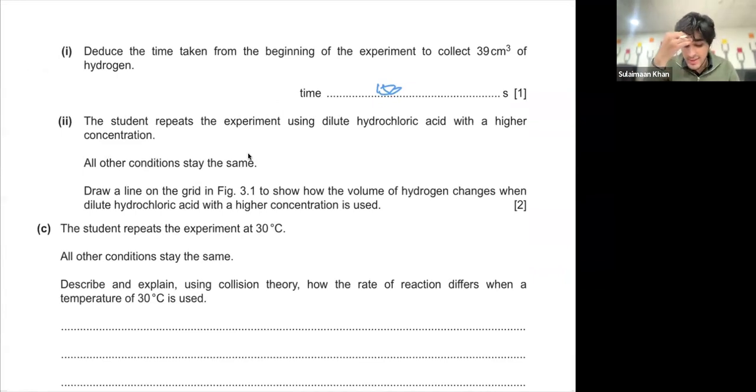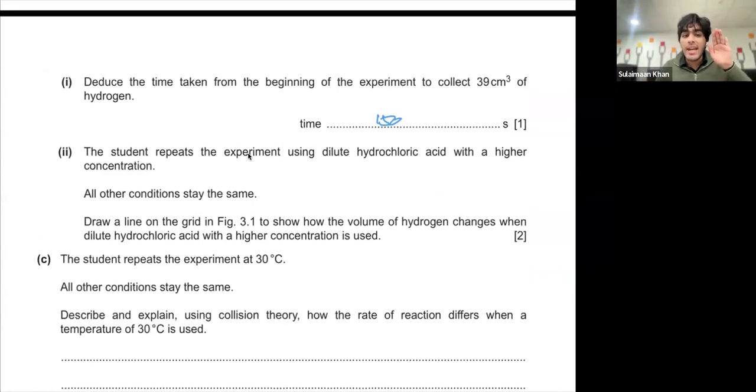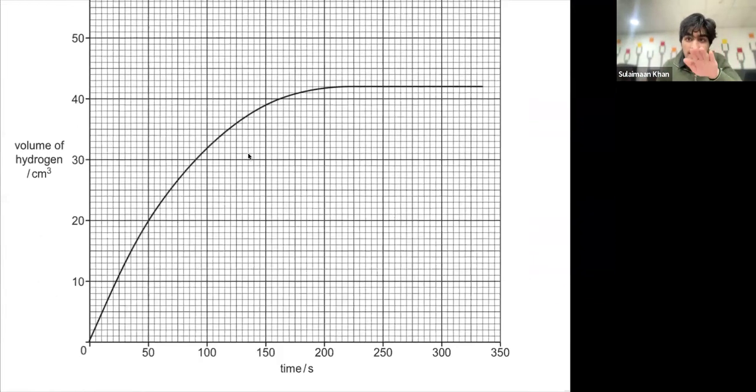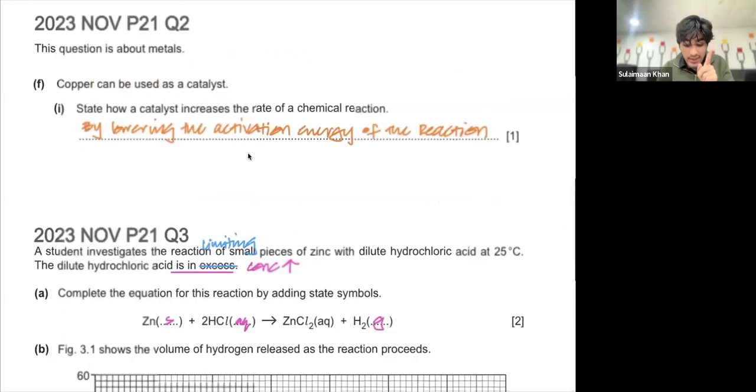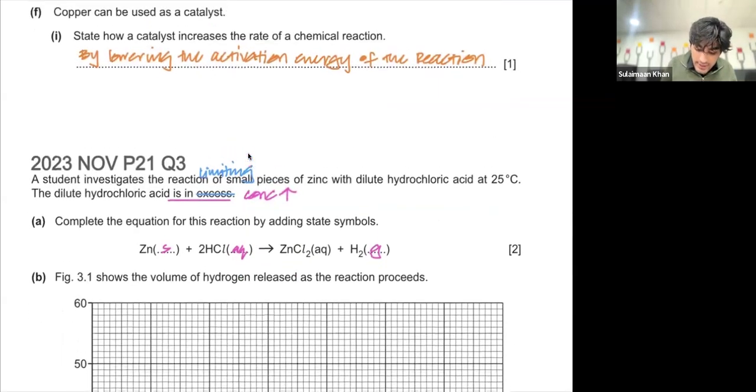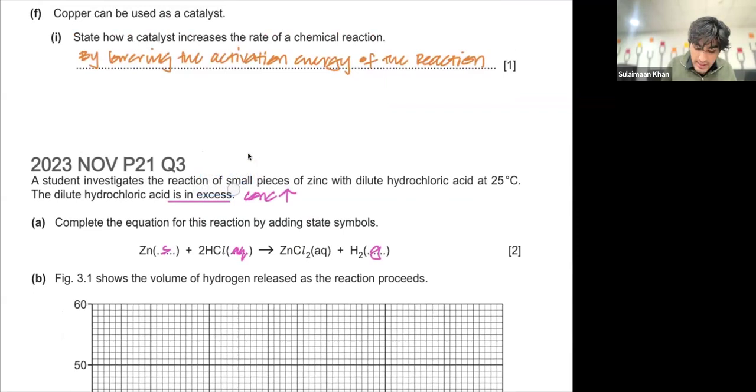Acha, the student repeats the experiment using dilute hydrochloric acid with a higher concentration. Tell me one thing, if it's at a higher concentration, would the products increase, decrease, or remain the same? Would the volume of hydrogen gas increase, decrease, or remain the same? Remember, above he's written it's not limiting. Above he has written it's excess. ऊपर उस मनहूस ने लिखा है कि excess है.